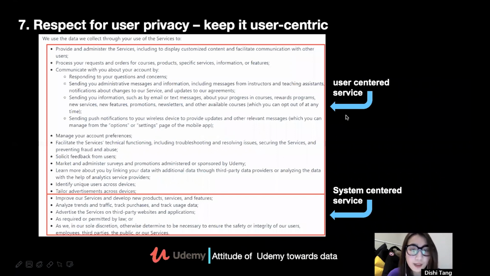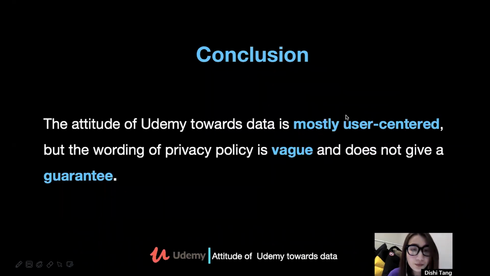The seventh means collecting and using data is user-centered. We can see that mostly Udemy uses data to provide user services, while a small part of the data is used for company operation. Finally, the conclusion is that the privacy policy of Udemy is mostly user-centered, but the wording is vague and does not give a guarantee.